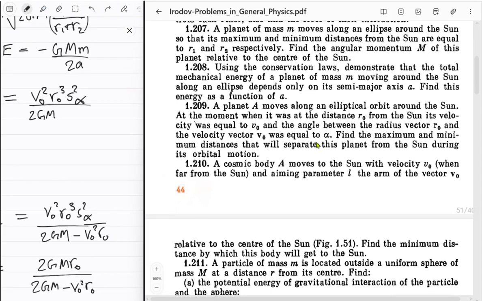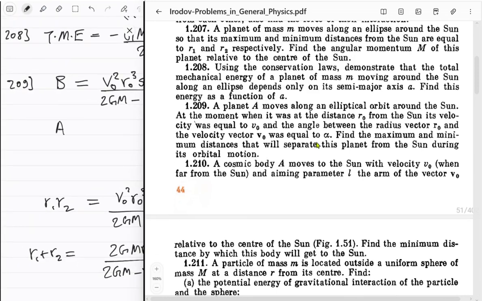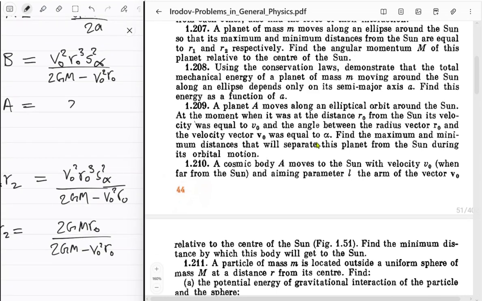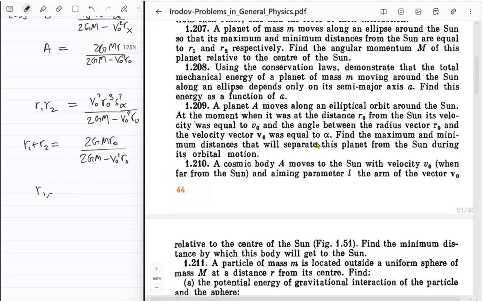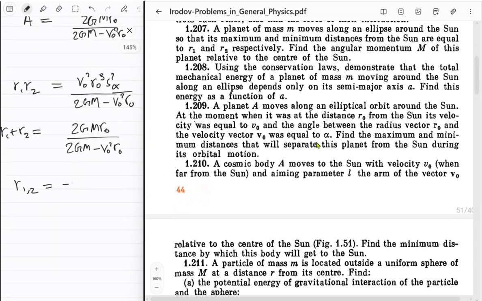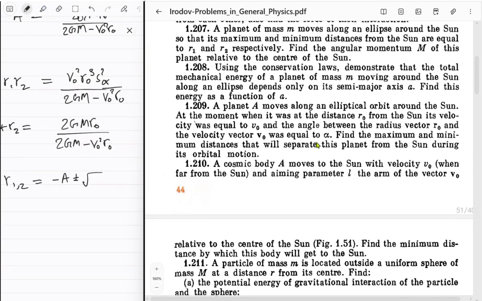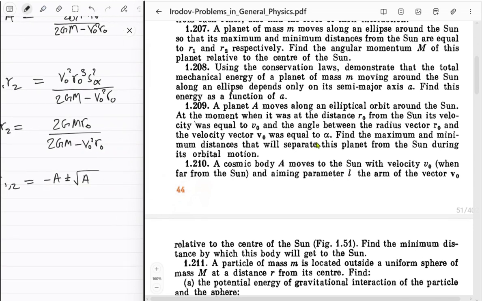Okay, just keep on going. Minus v naught squared r naught, and then a is this stuff, so 2gm r naught upon 2gm minus v naught squared r naught, and then you know the thing, r1,2 is just equal to minus b plus or minus the square root of b squared minus 4c, upon 2.